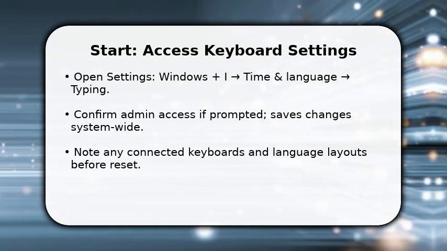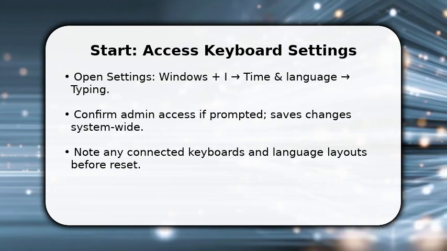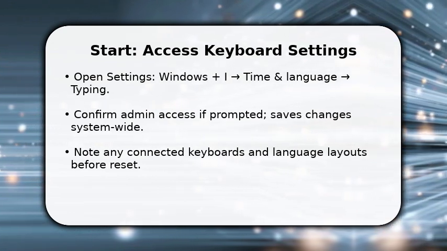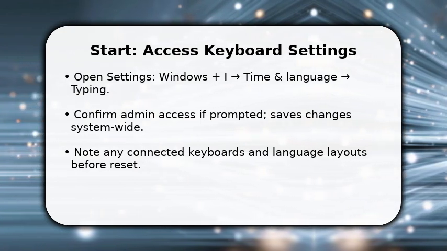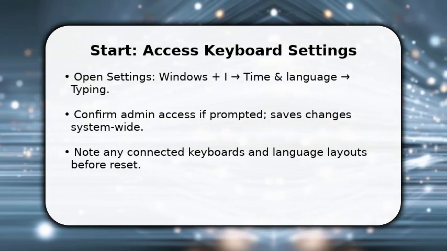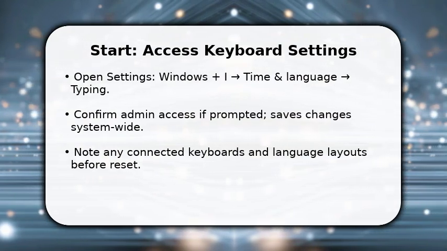You'll begin by opening Settings with Windows plus I, then go to Time and Language and Typing. This is faster than digging through Control Panel. Once there, make sure you have admin rights because some preferences apply to all users. You should also glance at connected keyboards and the current language layout so you can restore your preferred options after resetting. Now proceed to the next panel where the keyboard-specific controls and advanced options live.